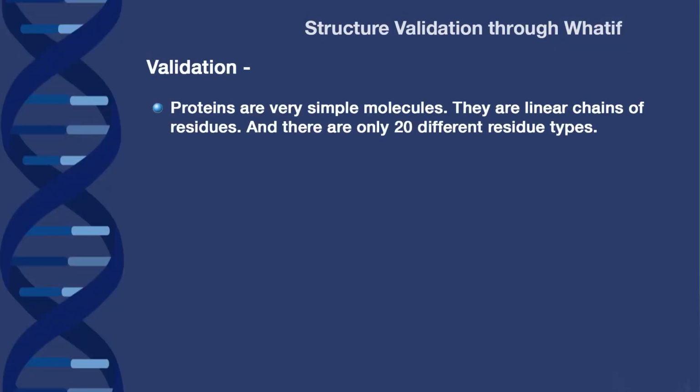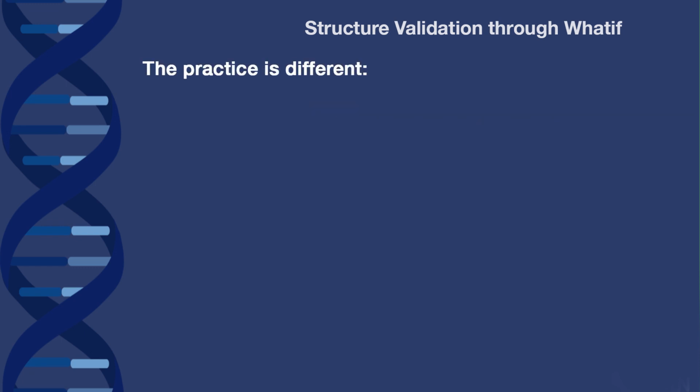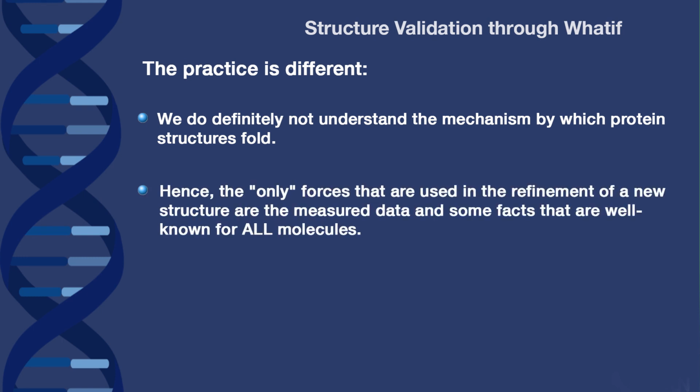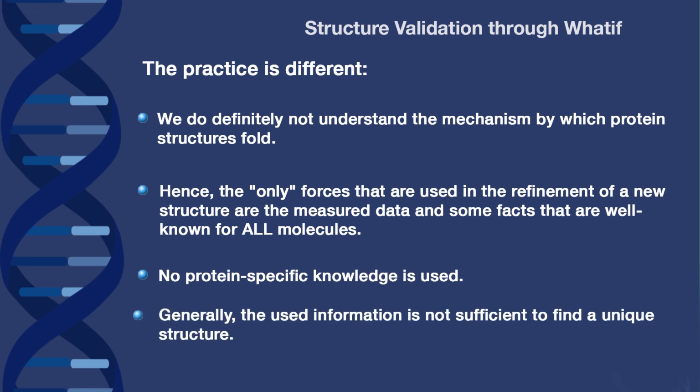So, what is a protein? Proteins are very simple molecules, they are linear chains of residues, and there are only 20 different residue types. In practice, we definitely do not understand the mechanism by which protein structures fold. Hence, the only forces that are used in the refinement of a new protein structure are measured data and some facts that are well known for all molecules. No protein specific knowledge is used. Generally, the used information is not sufficient to find a unique structure.